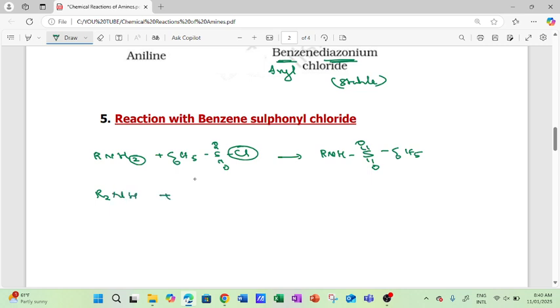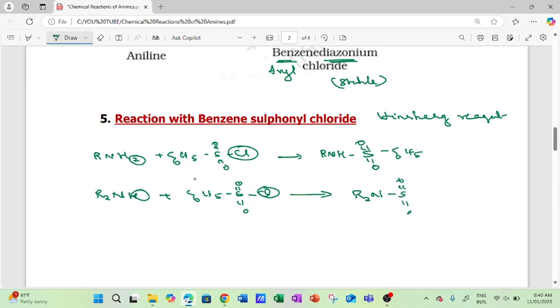R2NH, if it is a secondary amine, does the same reaction with benzene sulfonyl chloride. We studied already the common name of benzene sulfonyl chloride in the distinction reactions. That is Hinsberg reagent. Benzene sulfonyl chloride is also called Hinsberg reagent, so this test is called the Hinsberg reagent test. Here also H and Cl get eliminated. You get R2N, and after N, you write SO2-C6H5.